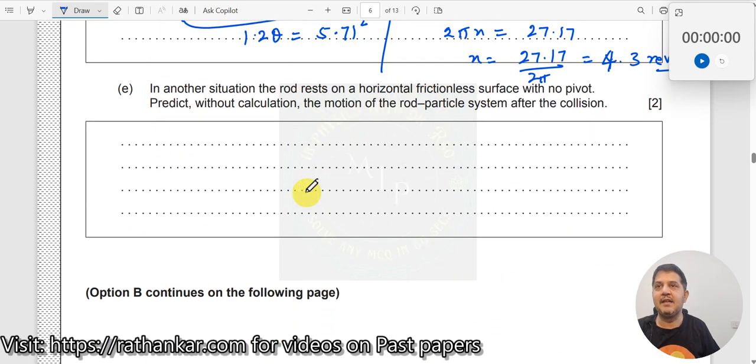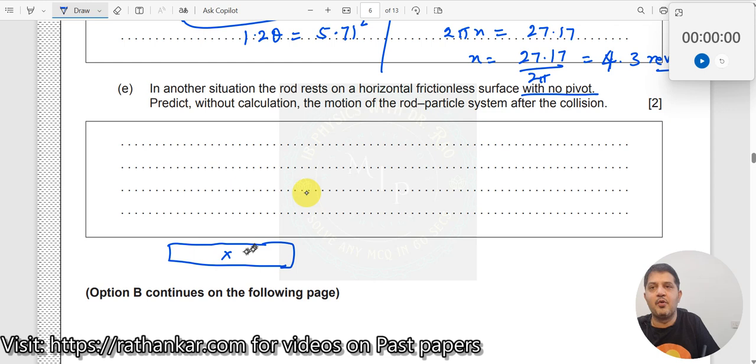Right. Then, in another situation, the rod rests on a horizontal frictionless surface, which means what? You have the rod like this, on a frictionless horizontal surface with no pivot. Oh my God, I should not put this over here. It is just standing over here. Predict without calculation the motion of the rod particle system after this collision.